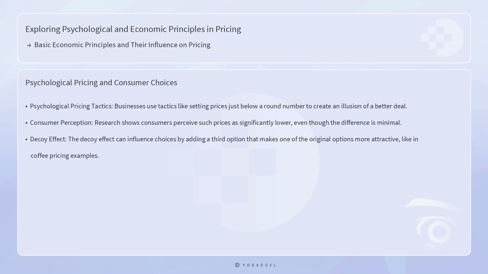Businesses often use psychological pricing tactics, such as setting prices just below a round number to create an illusion of a better deal. Research has shown that consumers perceive such prices as significantly lower, even though the difference is minimal.